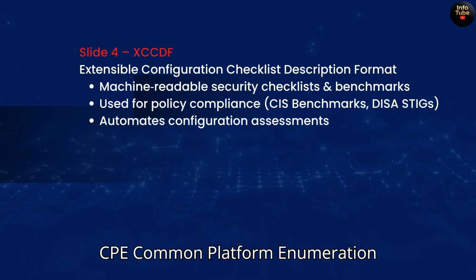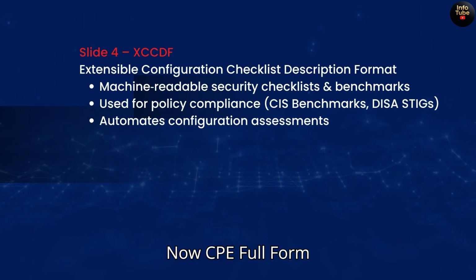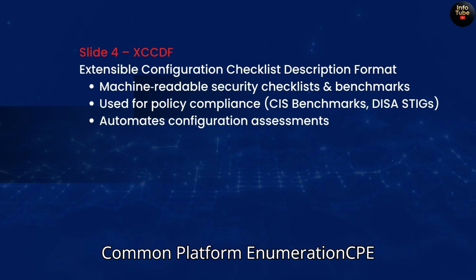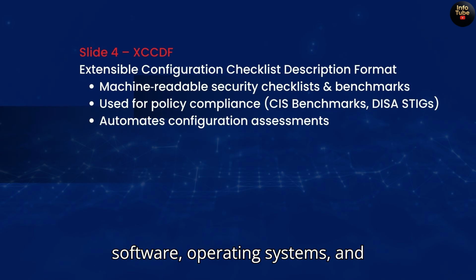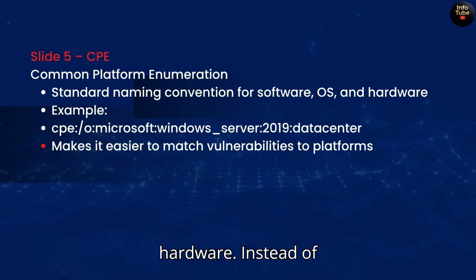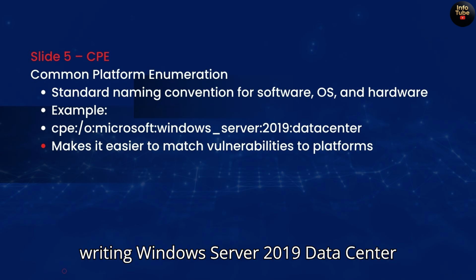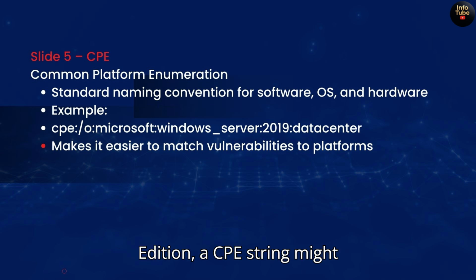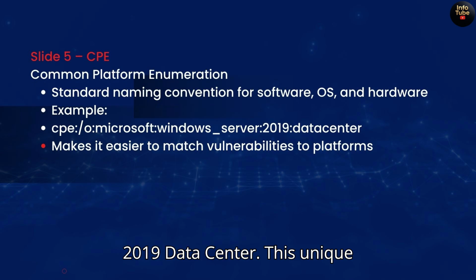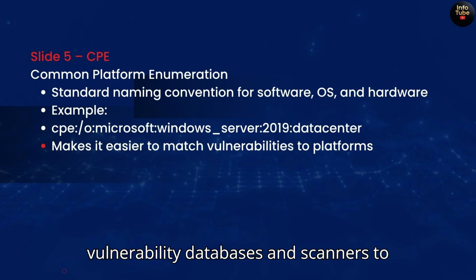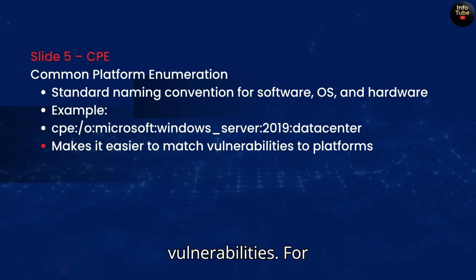3. CPE, Common Platform Enumeration. Now CPE. Full form, Common Platform Enumeration. CPE provides a standard naming system for software, operating systems, and hardware. Example, instead of writing Windows Server 2019 Data Center Edition, a CPE string might say, cpe:/o:microsoft:windows_server:2019 Data Center. This unique identifier makes it easy for vulnerability databases and scanners to match the correct platform to known vulnerabilities.